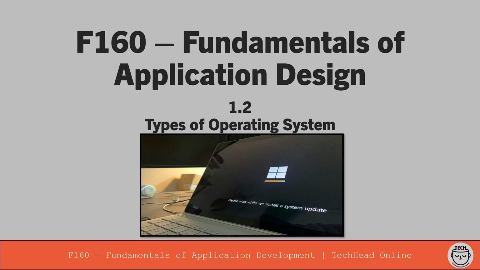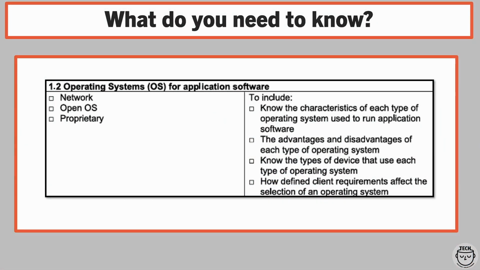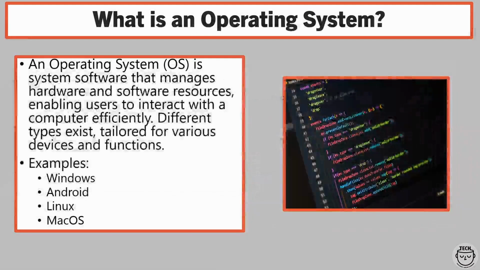Welcome back to F160. We're looking at lesson 2 from topic area 1, which is types of operating system. So what do you need to know? You need to know the 3 types, which are network, open OS and proprietary, know how they work, the good and bad points, what kind of devices, and what requirements you need to consider when choosing one of these operating systems.